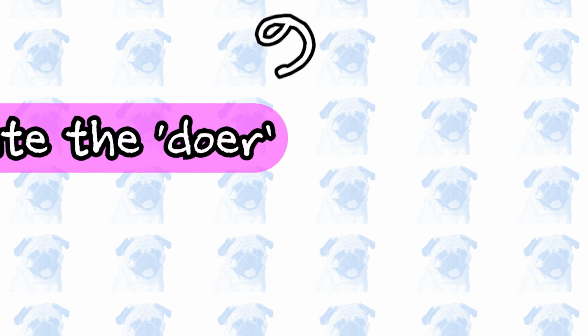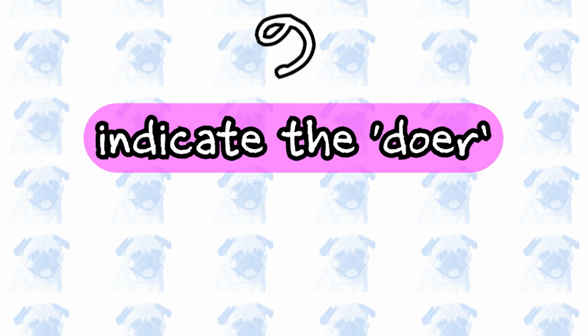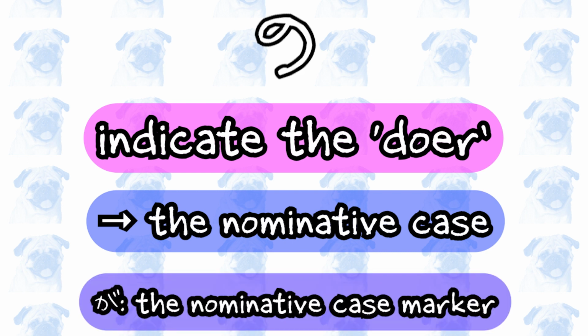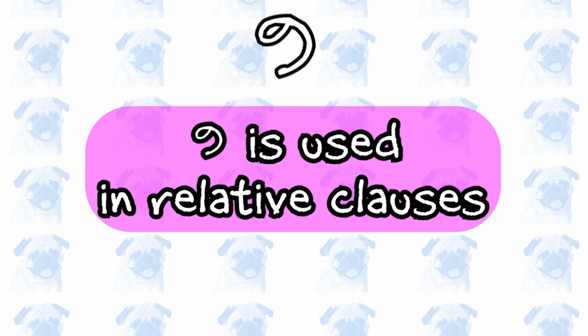In this video, you will learn a new meaning of the Japanese particle, no. This particle can be used to indicate the doer of an action, that is, the nominative case, just like the particle ga. One important difference from ga, however, is that no is used only in relative clauses.